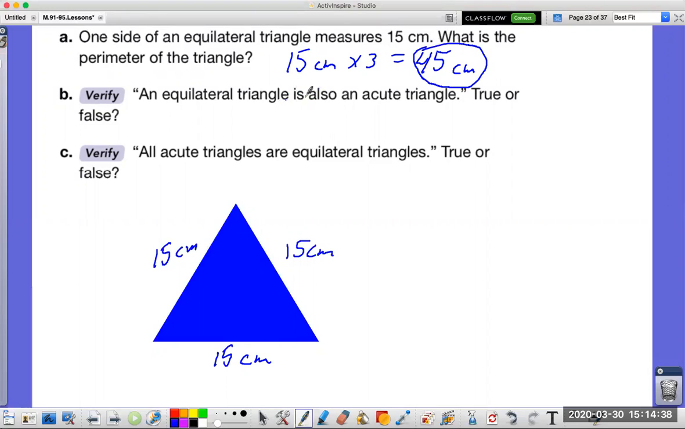An equilateral triangle, can it also be considered an acute triangle? So if you're classifying it as an equilateral triangle, you're looking at the sides. All the sides are the same. Can it also be classified as an acute triangle? Well, let's look at that.